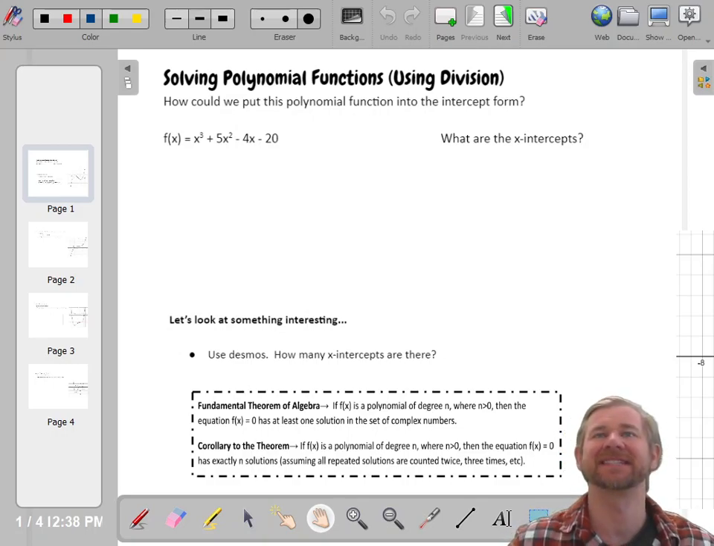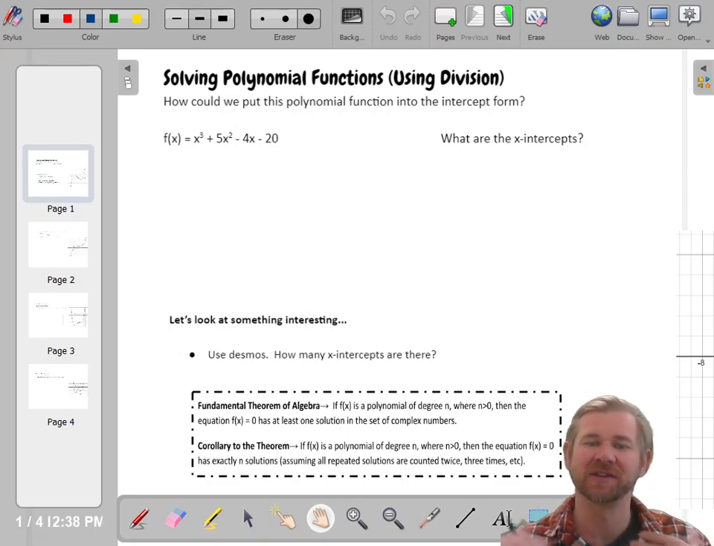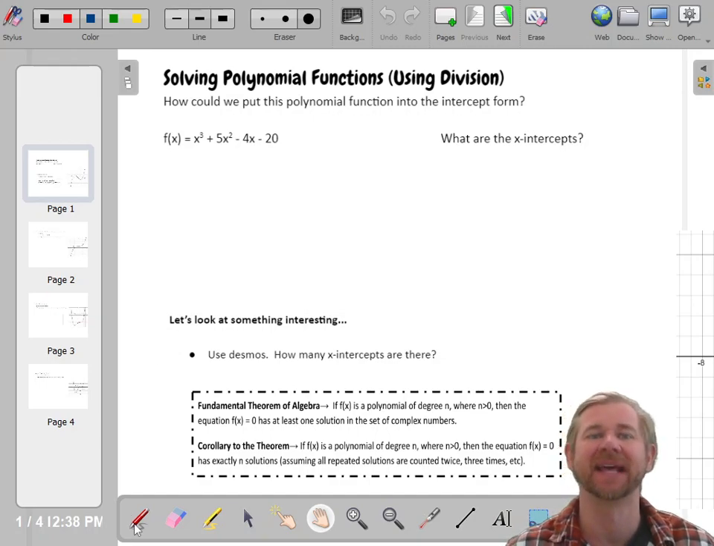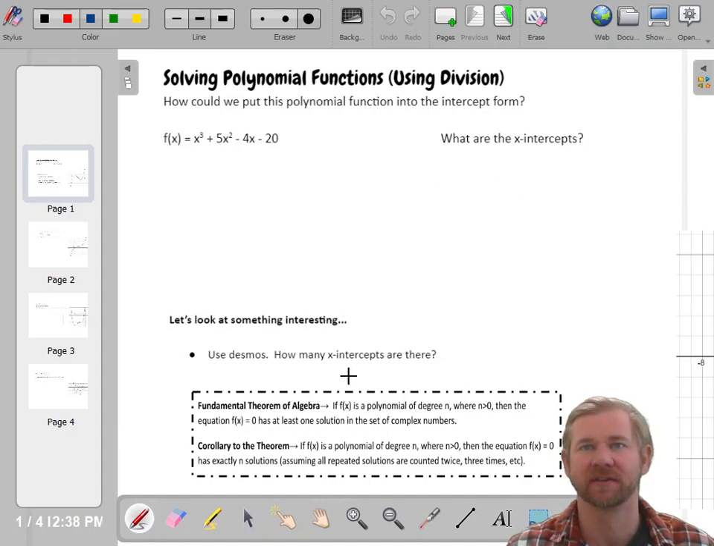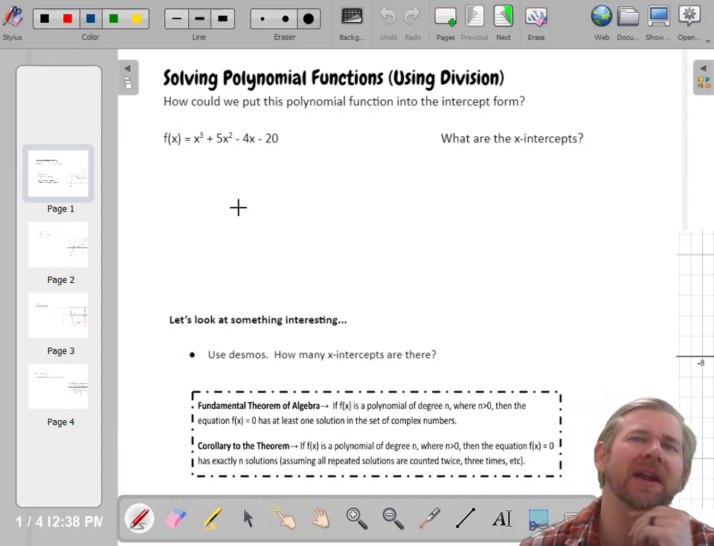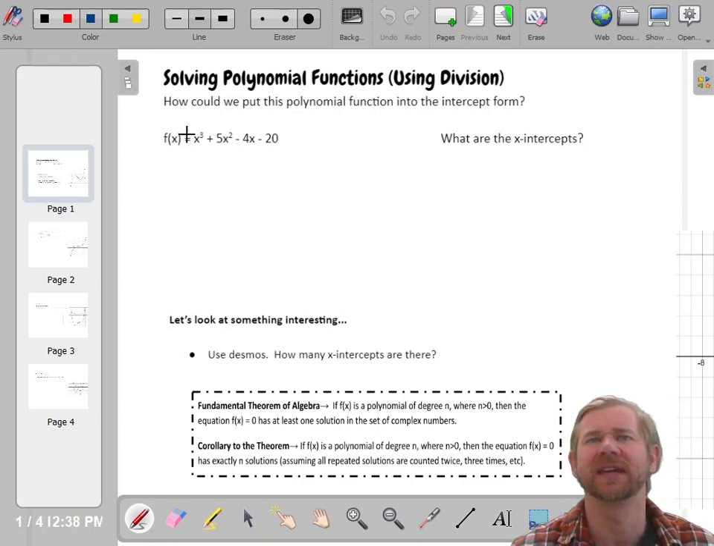Hello everyone, let's solve some more polynomials. We're going to do some that are factorable, some where we need synthetic division, but at the end of the day, we're going to be able to find all of the zeros for these problems, which is something we haven't done yet. So for this problem, oftentimes we might look at it and just say, is this factorable?